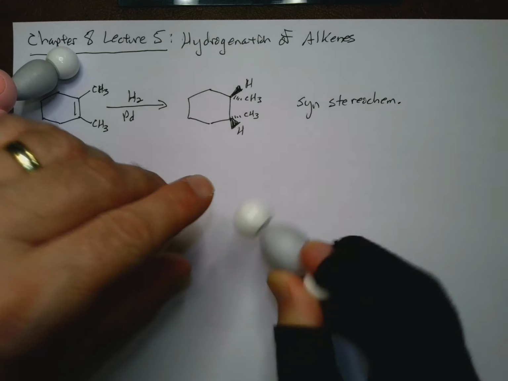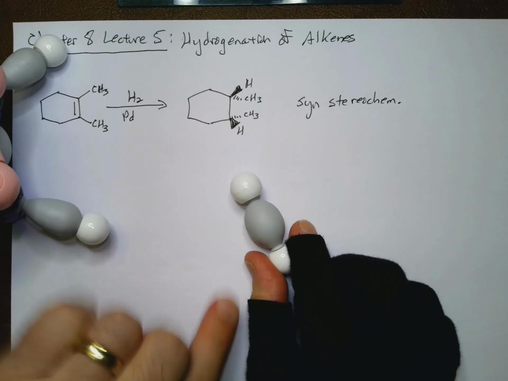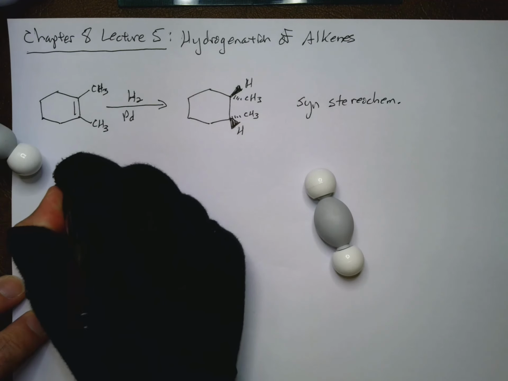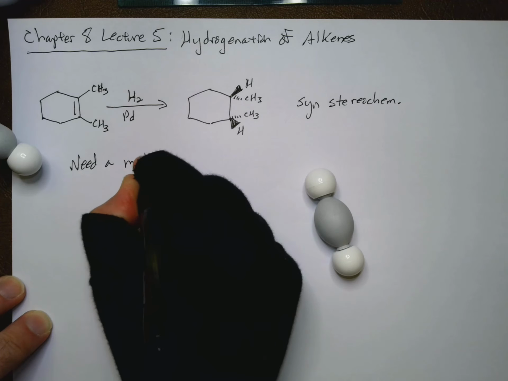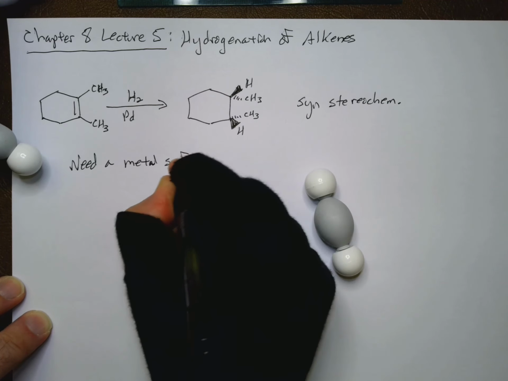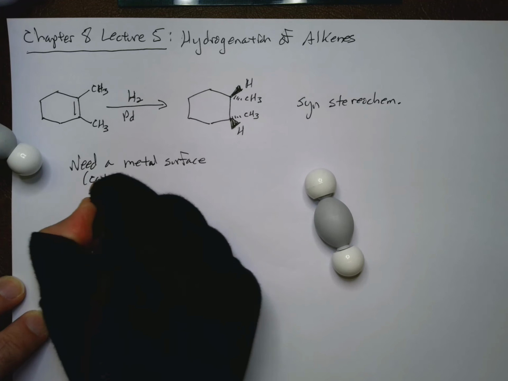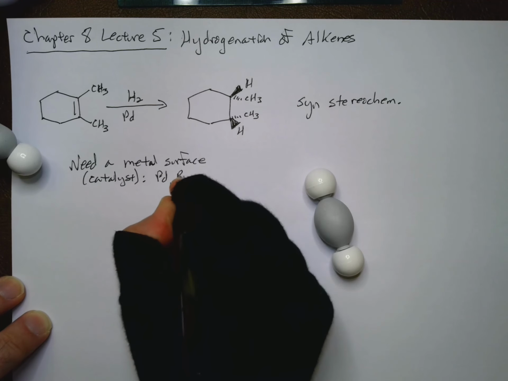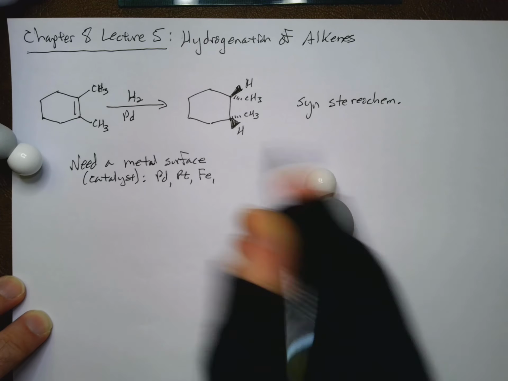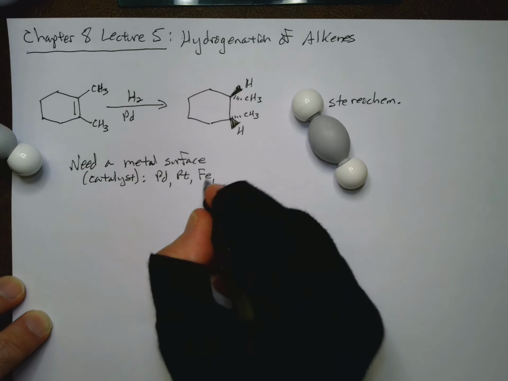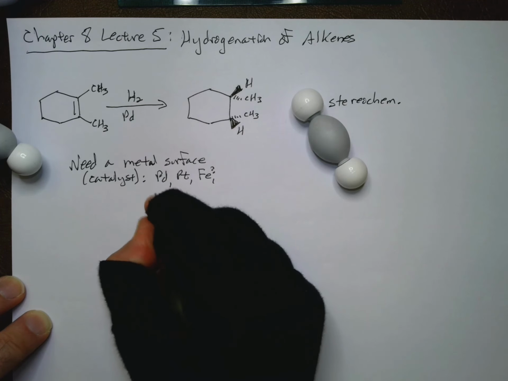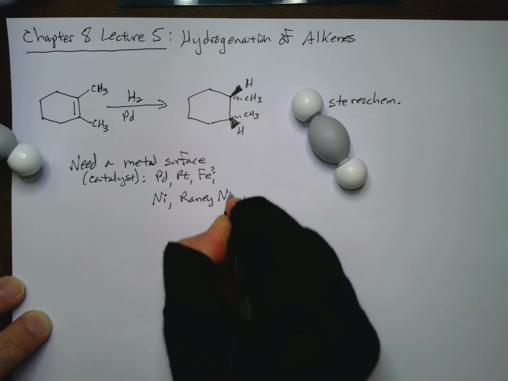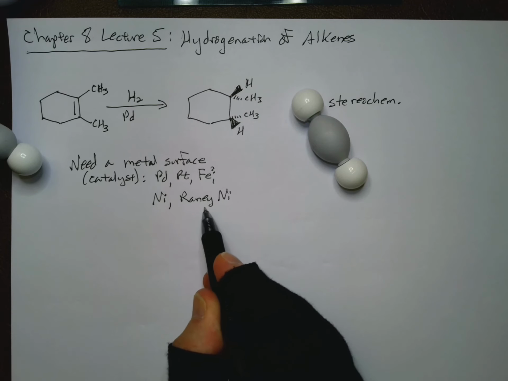So we have our H2 and it sticks on the metal surface. Here we're using palladium. We can use other metals as well. We need a metal surface, and that's going to be our catalyst. This could be palladium, platinum. I think iron might work. I think ruthenium might work. I'm going to put a question mark by iron. Nickel definitely will work. Something called Raney nickel, R-A-N-E-Y, also works.